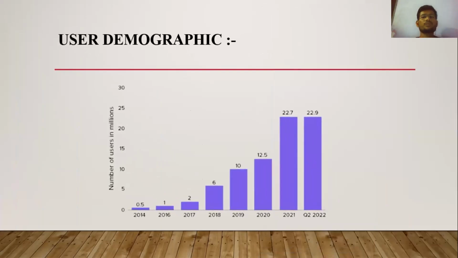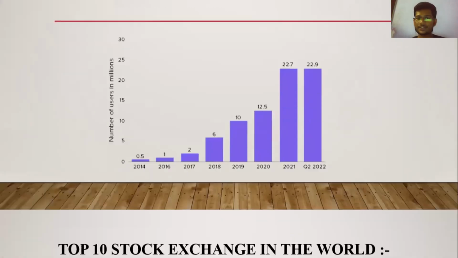This is the user demographic of the users who have joined the platform. It indicates the years and the number of users joined in millions. In 2014, there were only 0.5 million users using the mobile application. Then in 2016, it increased to 1 million, and in 2017, 2 million people had joined. As it increased, the latest figure is 22.9 million users using the stock trading application.